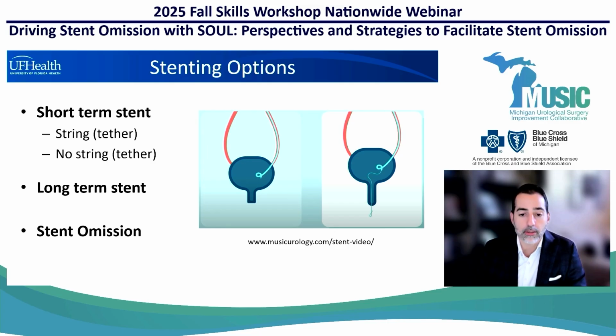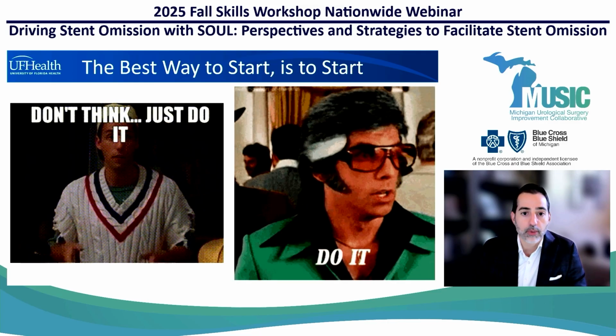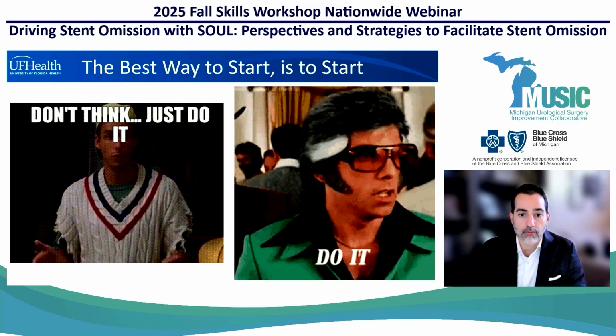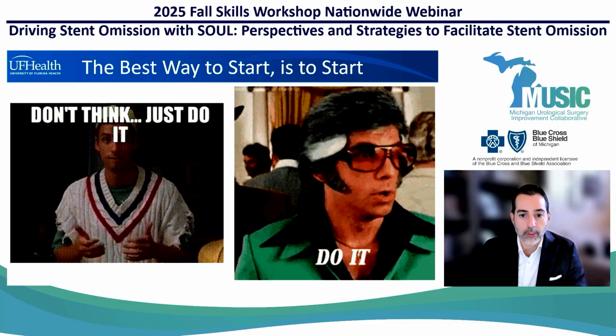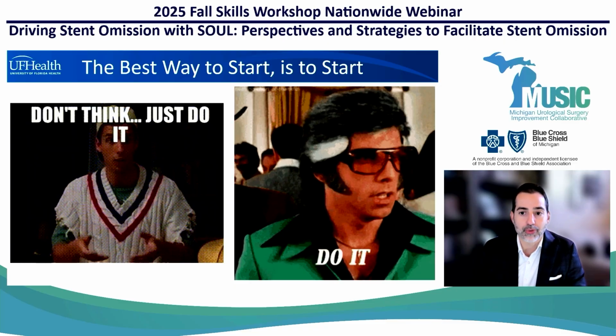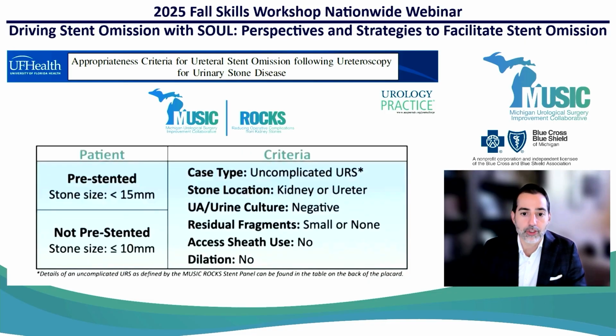What I learned in practice was that the best way to start is to just start. If you don't start doing it, you're never going to feel comfortable enough to do it. And luckily, at the University of Michigan, they came up with some criteria for how to guide which patients to omit stents on. In particular, pre-stented patients with less than 1.5 centimeter stones or non-pre-stented patients with 1 centimeter stones in the uncomplicated ureteroscopy were the patients that I focused on.